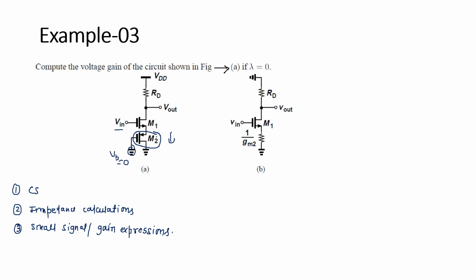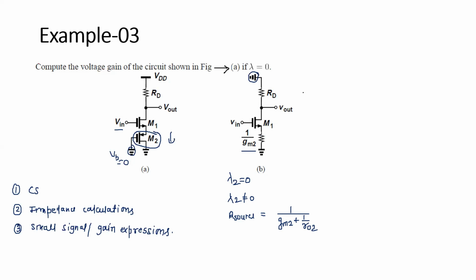This DC voltage is zero. So the impedance from the source of M2 is nothing but 1 upon gm2, which I explained in the previous video also. In this case, lambda 2 is zero. And if lambda 2 is not equal to 0, I also explained that the R source from M2 is 1 upon gm2 plus 1 upon r02. Here for simplicity lambda is 0, so 1 upon gm2. And this VDD is 0 for the AC analysis.